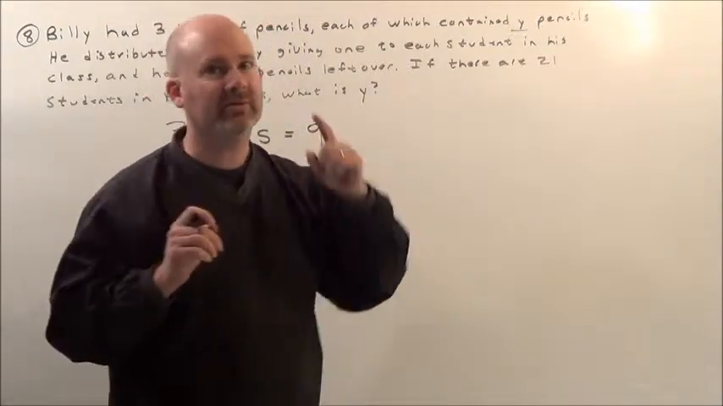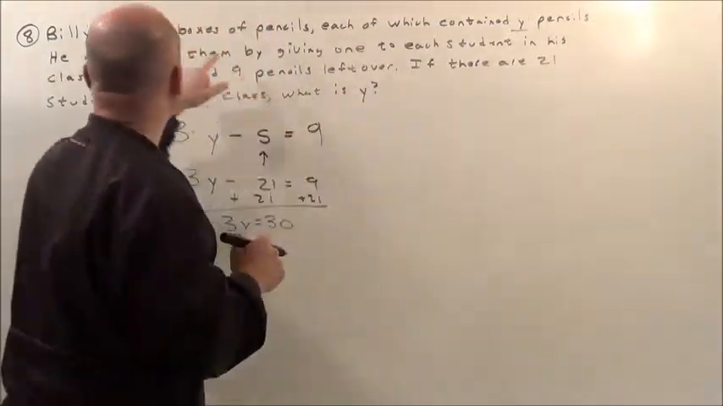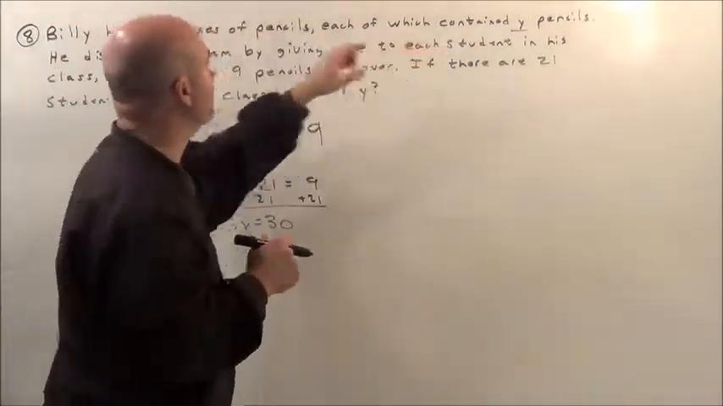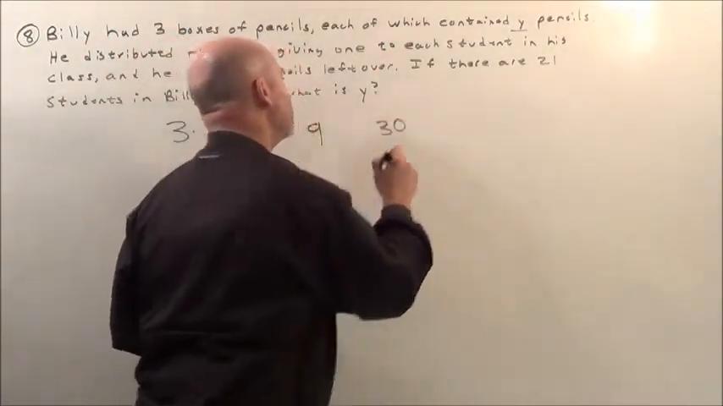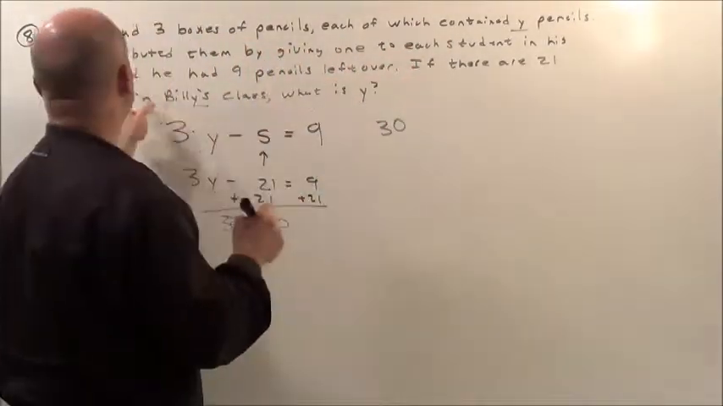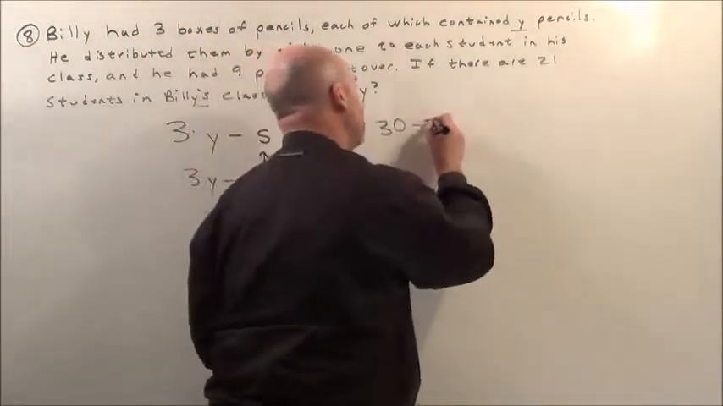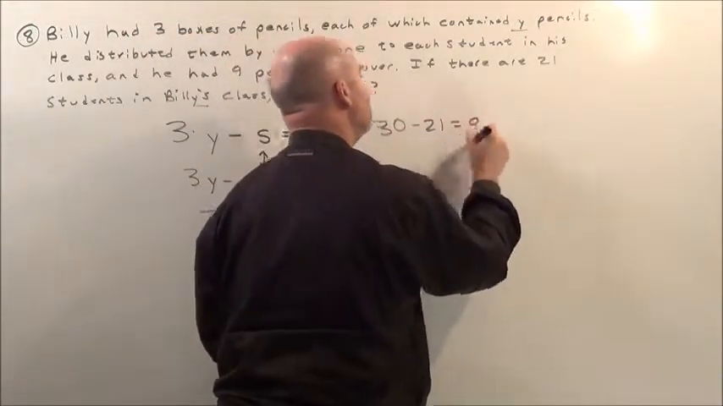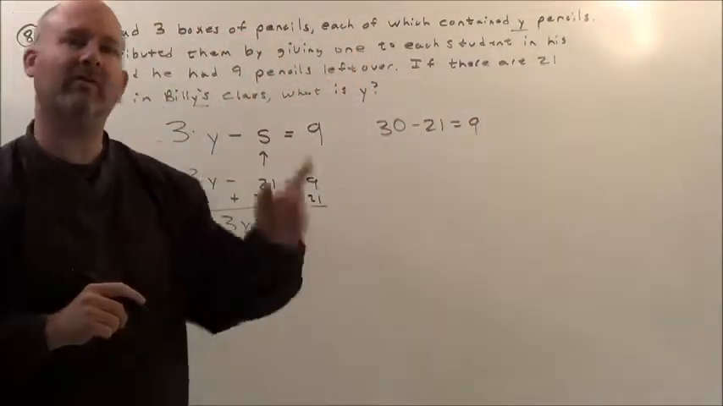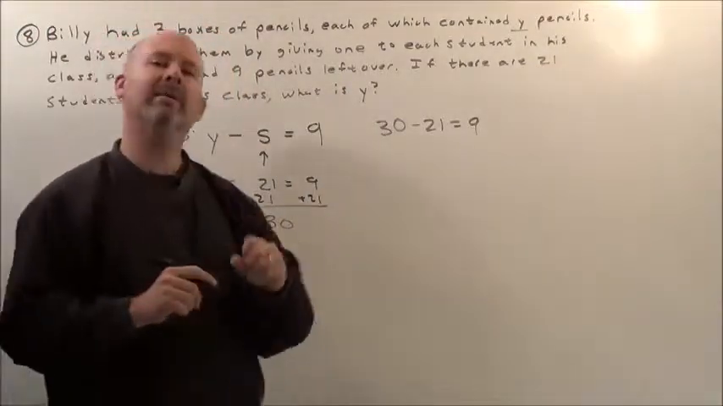Now let's double check that we're correct with what we're thinking. 3 boxes with 10 pencils in each. That'd give me 30 pencils. I gave away 1 to each of my students, of which there were 21 students, and it left me with 9 pencils left over. There you have it. Y must be 10.